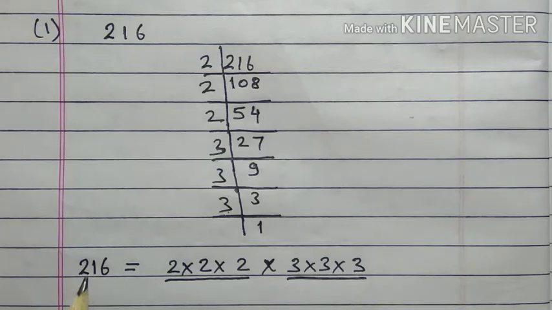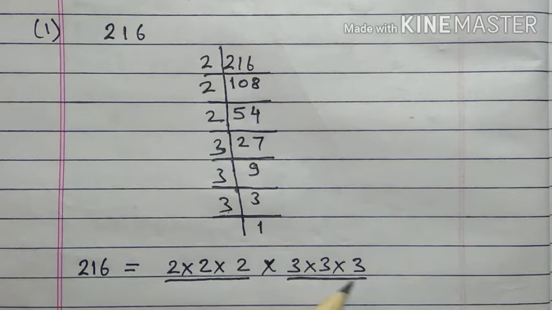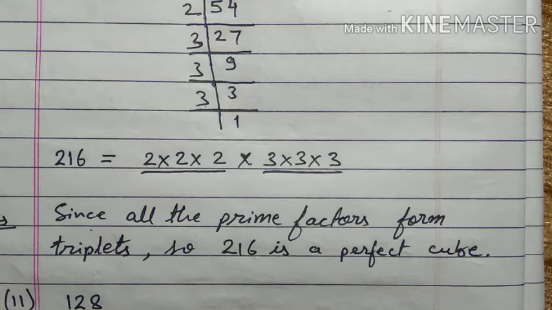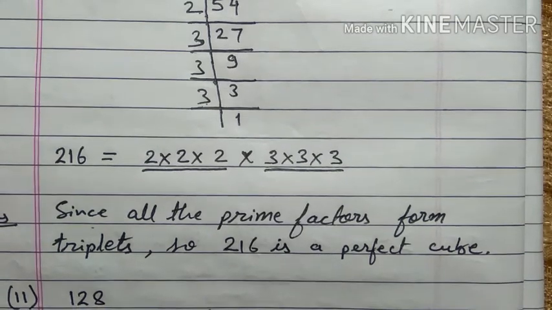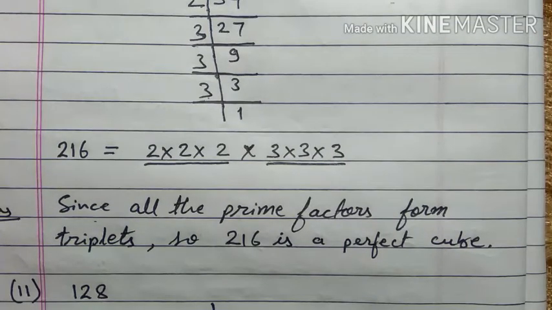We have to write 216 is equal to 2 into 2 into 2 into 3 into 3 into 3. Since all the prime factors form triplets, 216 is a perfect cube. Okay, the same way we have to check the second part, 128.